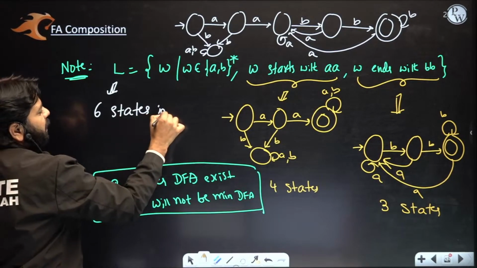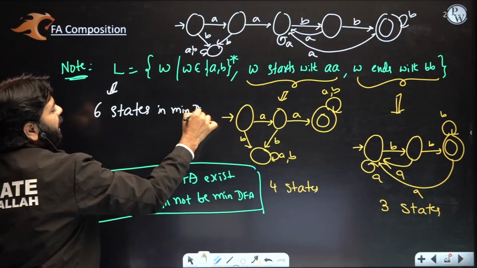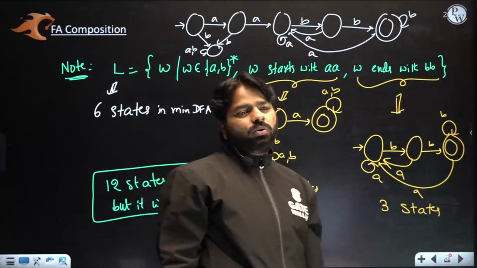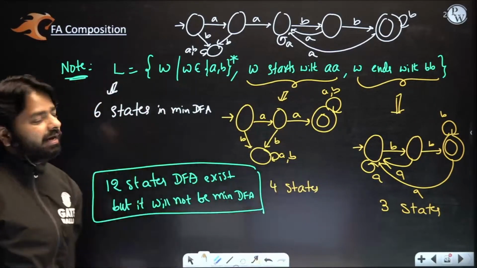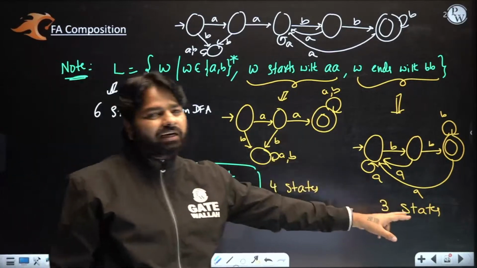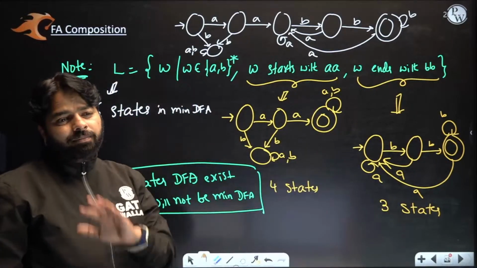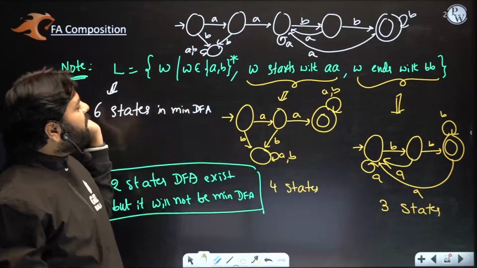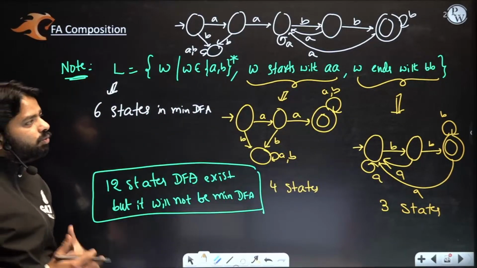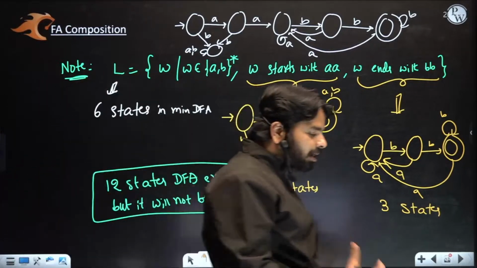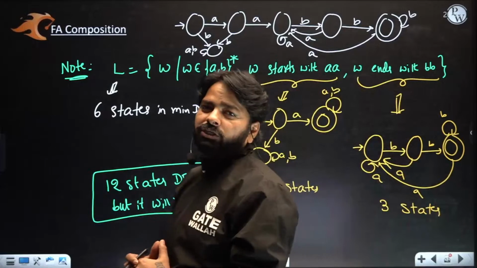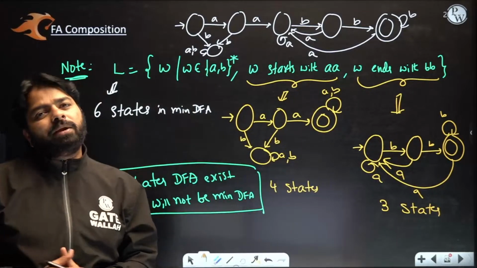6 states in minimum DFA. If anybody tries to design the 12 states DFA, don't say that is the minimum DFA here. Even though you have 4 multiplied with 3, a 12 states DFA is there, but that's not going to be your minimum DFA. So it is one of the important notes while you apply the composition: please don't give a blind answer.